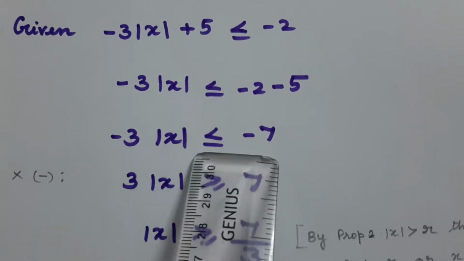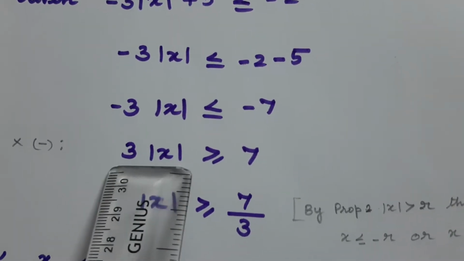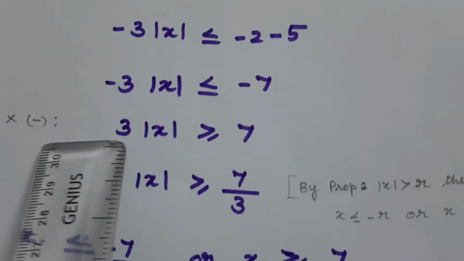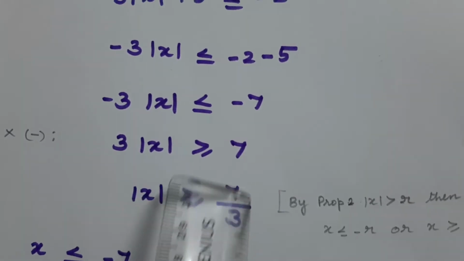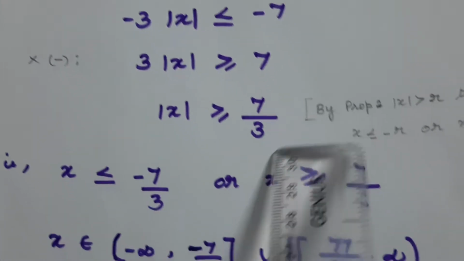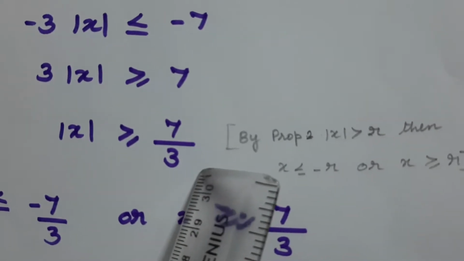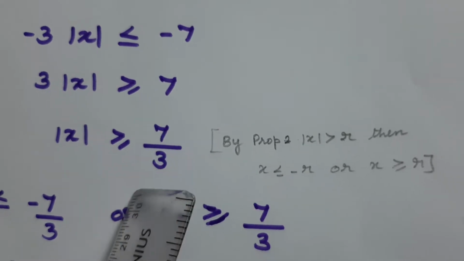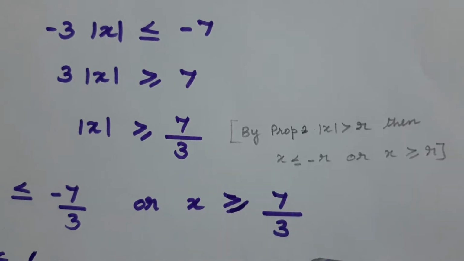Both the sides will have the negative values. When you multiply by the minus sign, your inequality will change. So, you will have 3 modulus of x greater than or equal to 7. Now, divide both the sides by 3. Your 3 and 3 will get cancelled. Here, you will have 7 by 3. That is, modulus of x is greater than or equal to 7 by 3. So, this is in the property 2. We can write this as x is less than or equal to minus 7 by 3 or x is greater than or equal to plus 7 by 3.